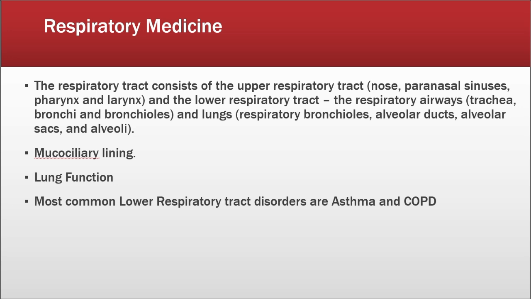Now, in all of the upper respiratory tract, we will have mucociliary lining. It has cilia that protect the flow and filter the air that goes into the body. Now, the lung functions to oxygenate the blood, to give oxygen to the blood and to the cells, meanwhile taking carbon dioxide out from the body to the outside. The most common lower respiratory tract disorders are asthma and COPD.